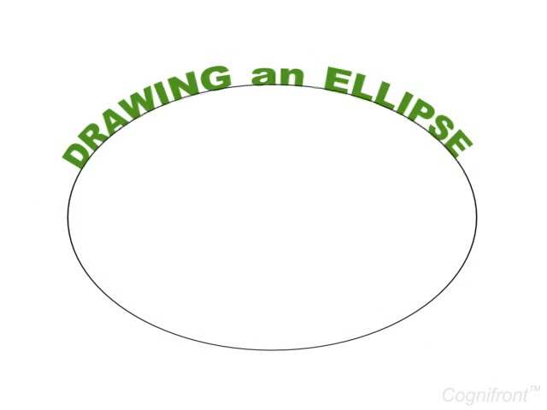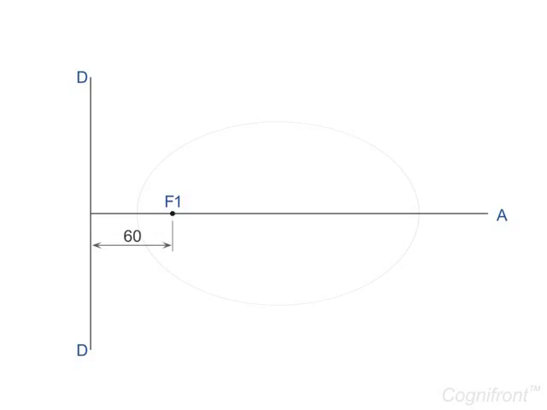First, let's see the example of constructing an ellipse using the directrix and focus method. Here, the distance between the focus and the directrix is 60 mm and eccentricity is 3/4.